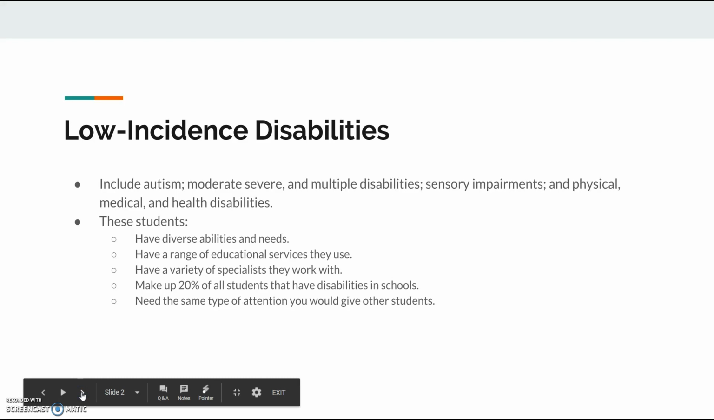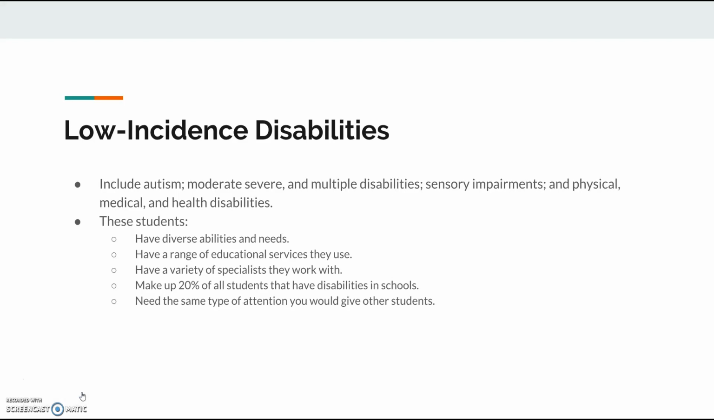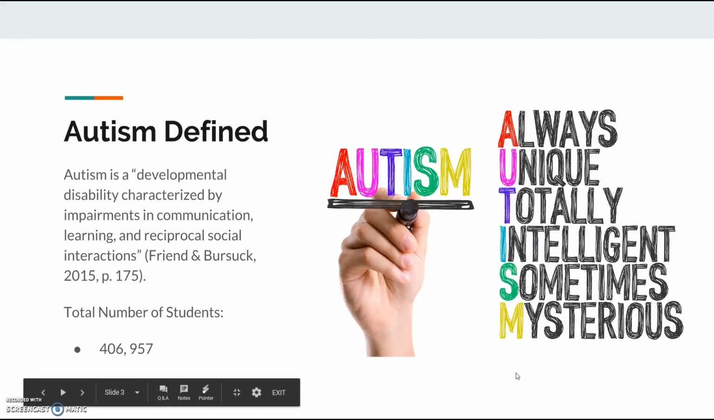A low-incidence disability is one of 20% of the disabilities in schools. They're diverse, and the students that have them have diverse needs. They have a range of educational services that they use and a variety of specialists they work with. They need the same type of attention that you would give to other students. These disabilities include autism, moderate, severe, and multiple disabilities, sensory impairments, and physical, medical, and health disabilities.